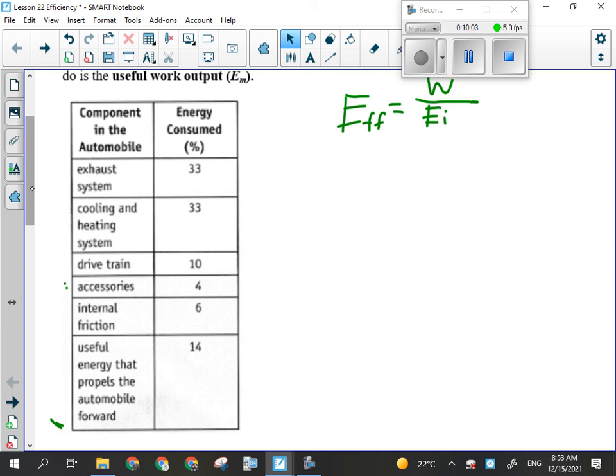Okay? Your accessories. That's things like power windows, power door locks, windshield wipers, defroster, rear window defroster, radio, interior lights, headlights, fog lights, brakes, brake lights. Anything that basically runs on electricity is going to use about 4% of the energy in your fuel. And that's on an average vehicle.